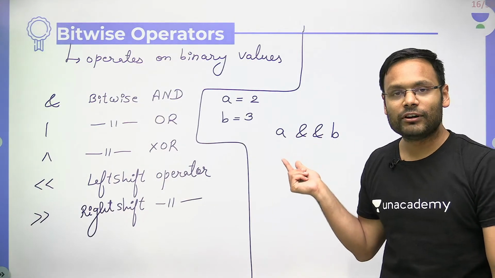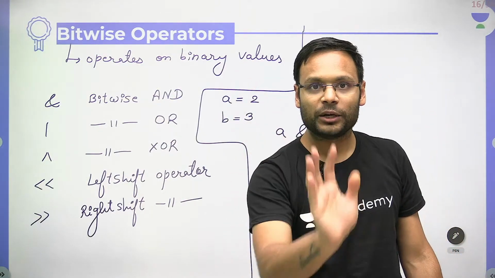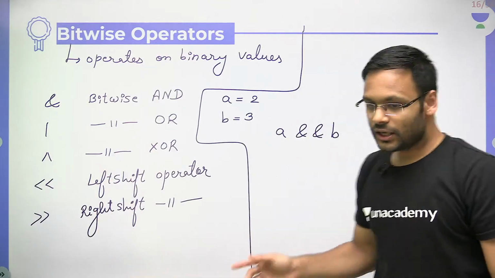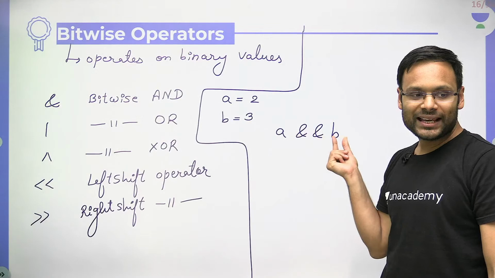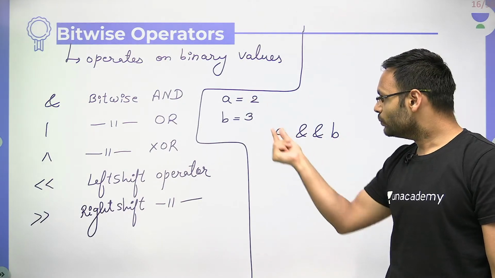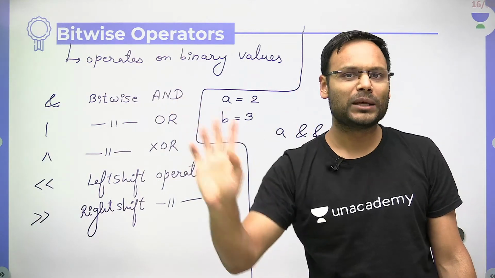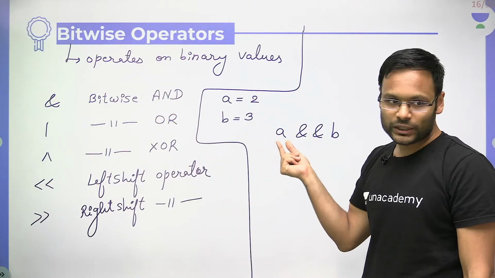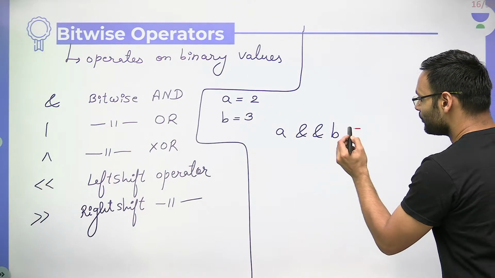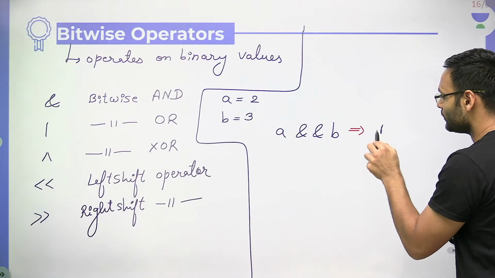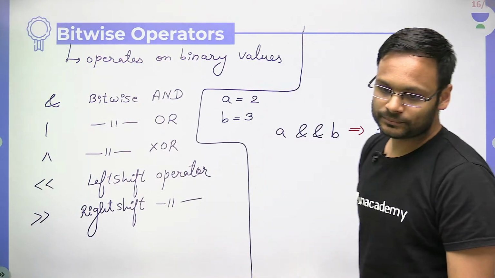So logical AND will take what as input? Logical inputs, Boolean inputs, true, false. That's it. So it will check whether A is true and B is true. Yesterday I told you a non-zero value means true, a zero value means false. A is true, yes, and B is true, yes. So what will it return? It will return true, 1. What will it return? 1.